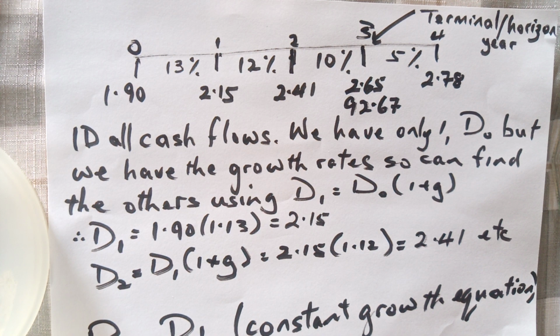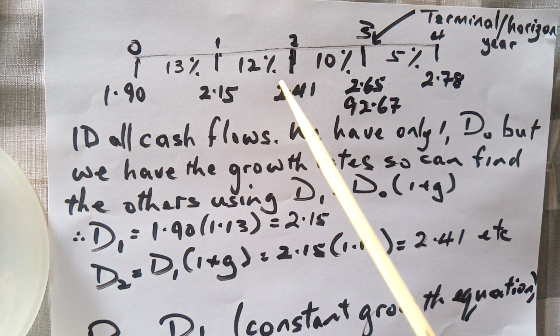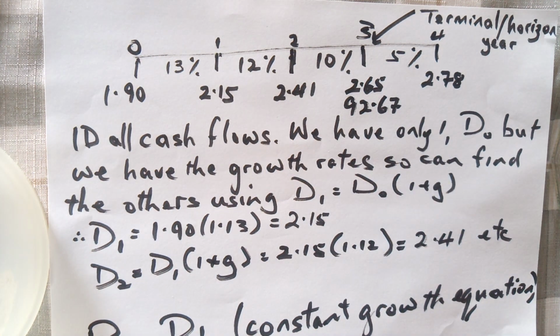And we will use that and the growth rates given in the problem, 13, 12, 10, and 5, to calculate the other cash flows, which are dividends in this case. We will see the equation there, D1 equals D0 times (1 plus g). That is how we move between D0, the already paid dividend, and D1, 2, 3, 4, those that are yet to be paid.